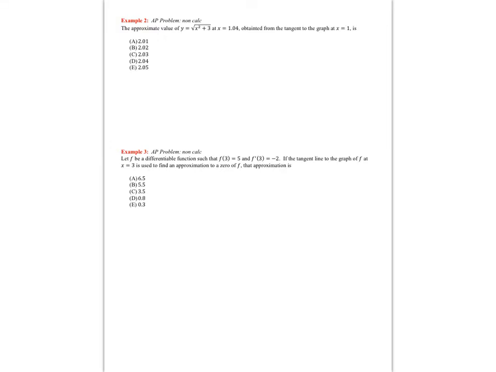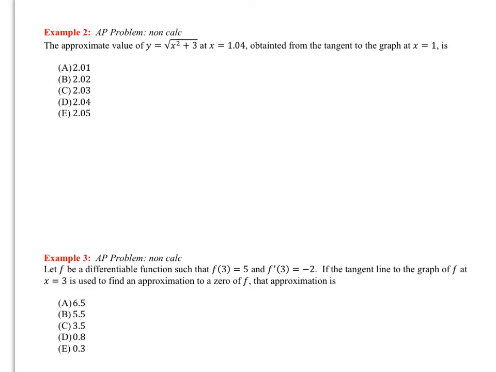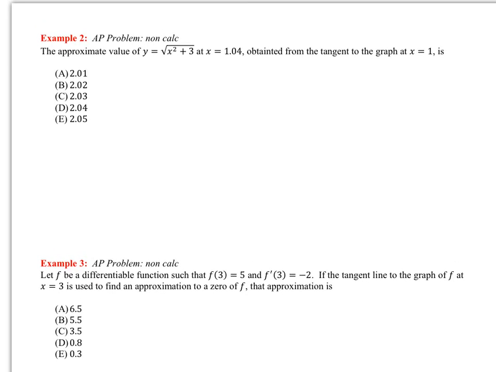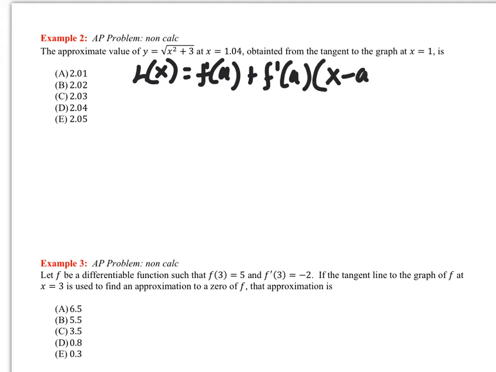Okay, here we are. Let's go ahead and start on this AP problem, example 2. Approximate the value of y equal to square root of x squared plus 3 at x equals 1.04 obtained from the tangent to the graph at x equals 1. So recall that in order to get the linearization, I need f of a plus f prime of a times x minus a, and a in this case is equal to 1.